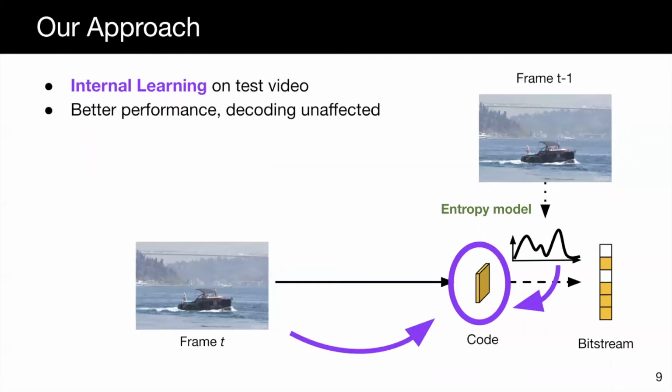We also propose an internal learning extension where we can directly optimize the video encodings during test time for an even better rate distortion trade-off. While this increases encoding time, decoding time is unaffected.